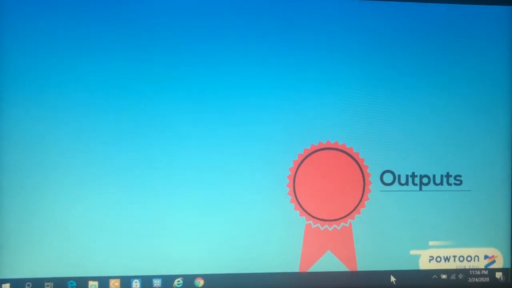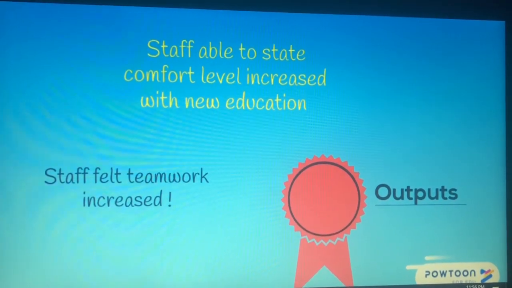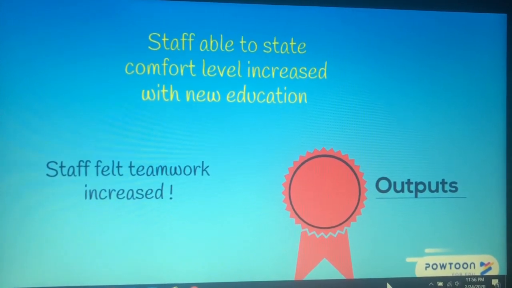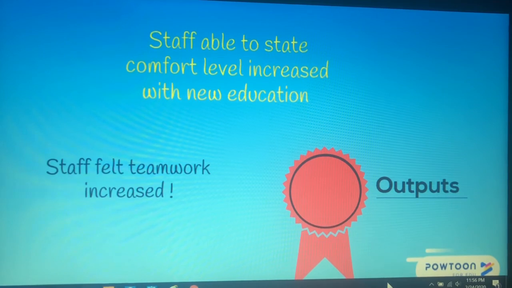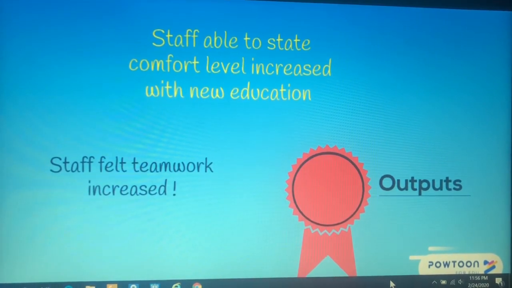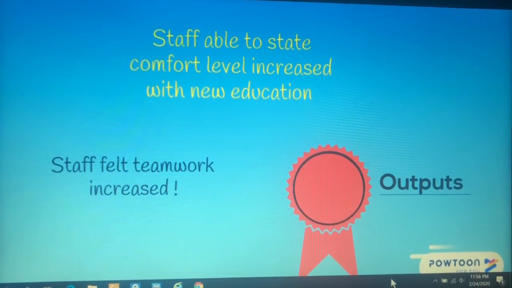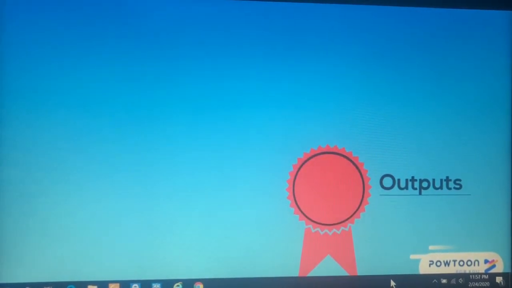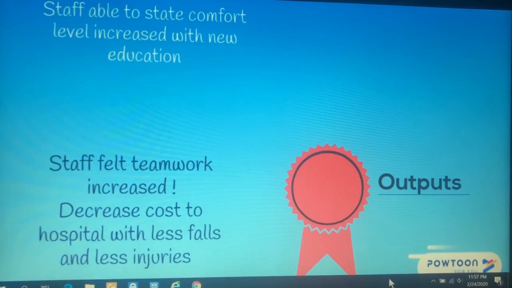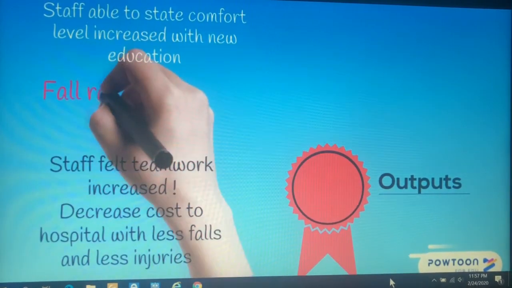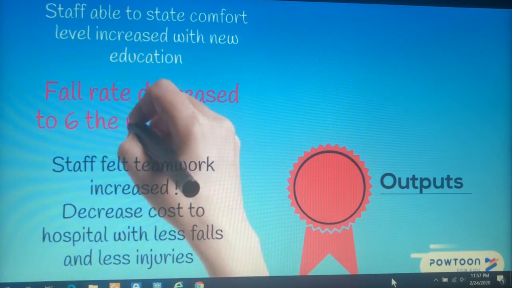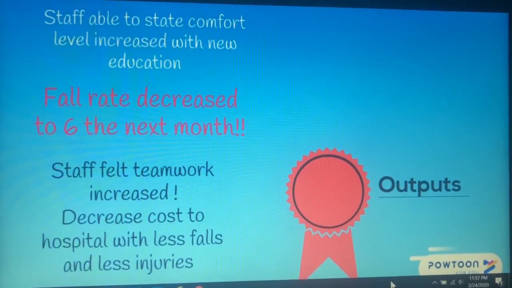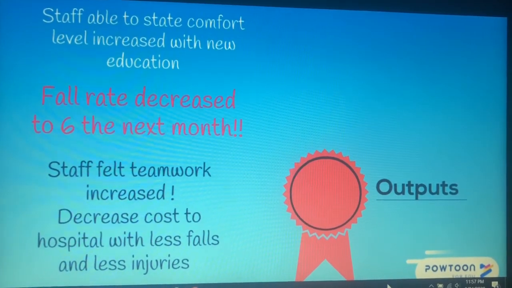Finally, we reached the outcome section. With all the increased and reinforced education, the huddles, and the rounding, staff was able to state that their comfort level increased with the new education, and staff also felt like their teamwork increased. This was a very good thing for this unit. As I just said, with the teamwork increasing and the comfort increasing, the fall rate decreased to 6 the next month. That's more than half, and it decreased cost to the unit for less injuries.